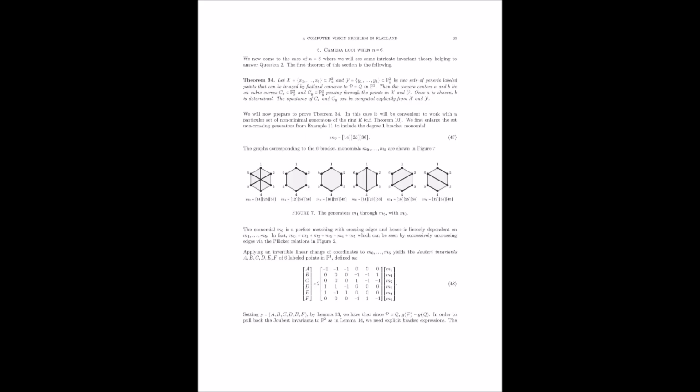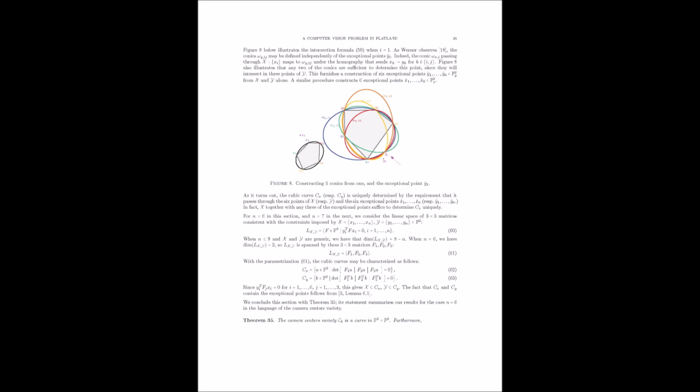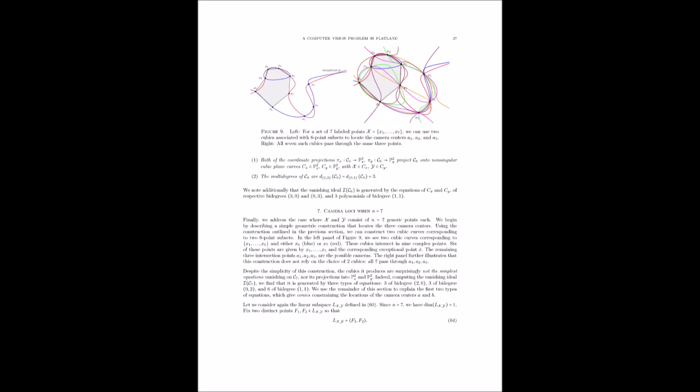We repeat this for each of the 6 points in X. And that gives us 6 exceptional points. So we're using conics to find these special exceptional points. Exactly. And those 6 exceptional points, along with the original 6 points in X, completely determine the cubic curve C_X. And then we just do the same for the set Y to find C_Y. It's amazing how conics, these simple curves, are guiding us to these more complex cubic curves that are constraining our camera placements.